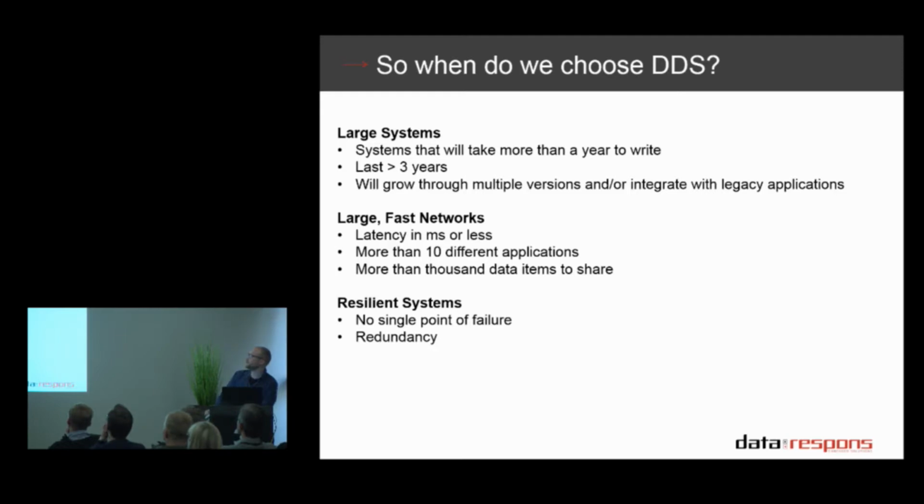So when should you use DDS? You typically use it for large, complex systems that will take a long time to develop, will grow to multiple versions, and last for a long time. And you use it when you need really fast, low latency, lots and lots of data sent between different applications. And you don't have a single point of failure. It's very easy to set up redundancy because everyone is talking to everyone, so the data stays in the network.